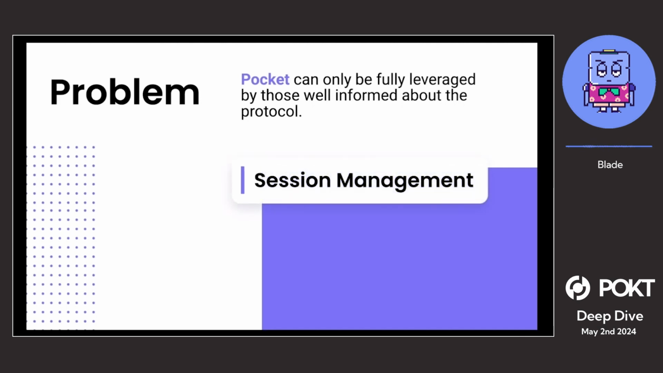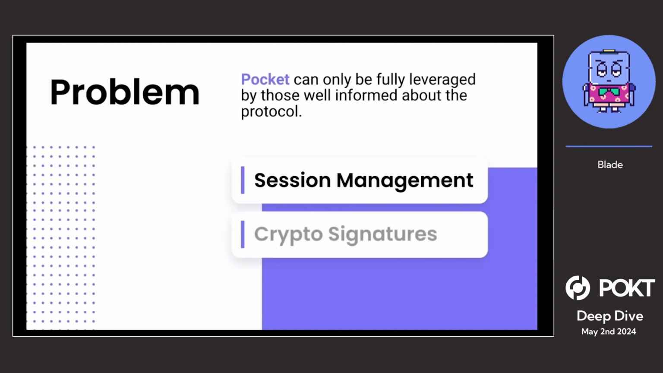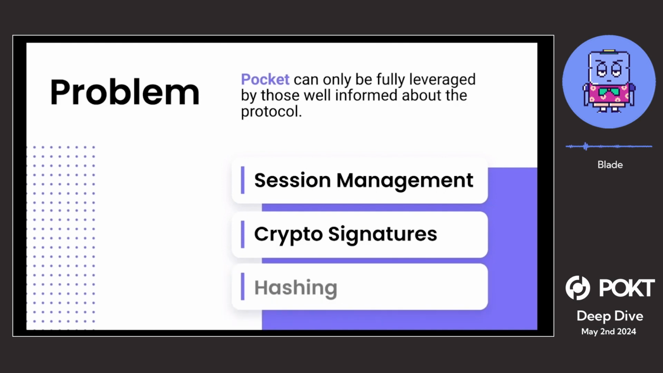And so you have to think about things like grabbing a session, signing a relay and providing a proof for it, and then hashing your relay and sending that to a network. It's not intuitive. Unless you spend a lot of time studying the protocol, it will take you some time to actually send a request over to the network. And we wanted to make that easier for people to use.